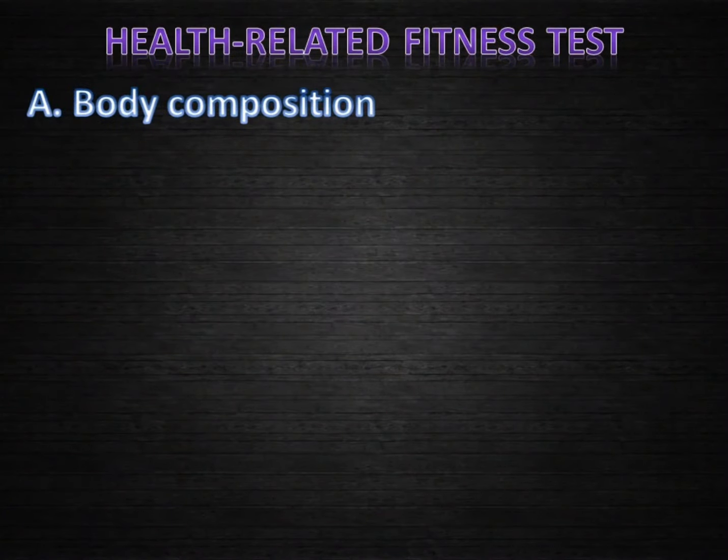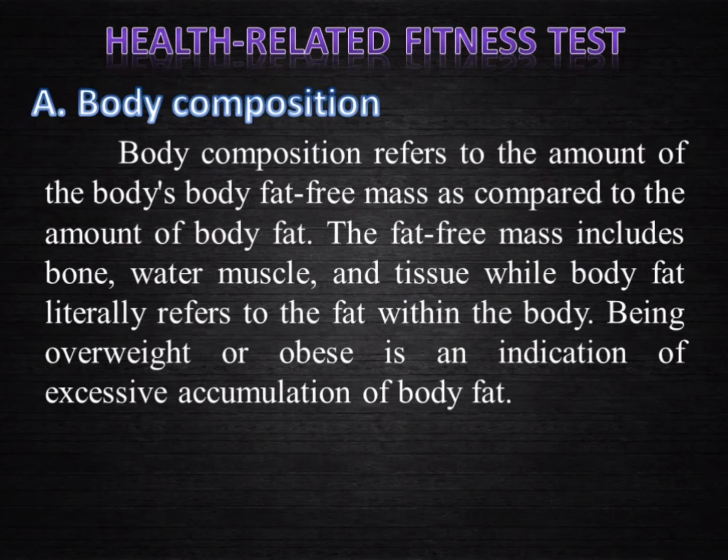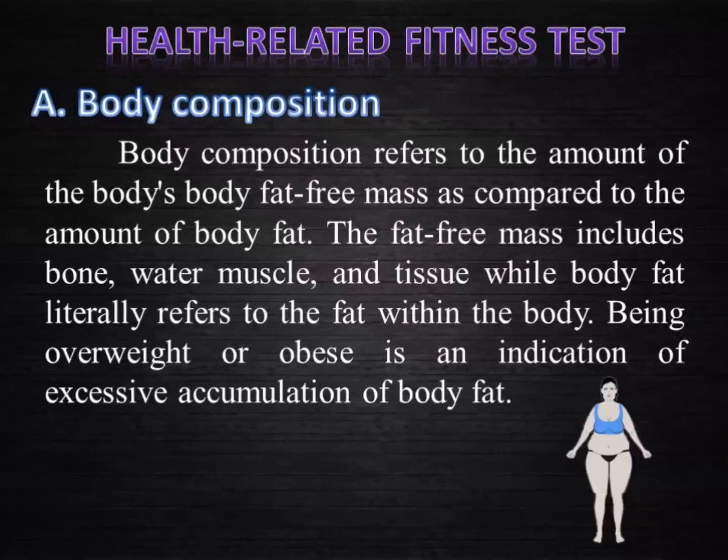Body composition. Body composition refers to the amount of the body's fat-free mass as compared to the amount of body fat. The fat-free mass includes bone, water, muscle, and tissue, while body fat literally refers to the fat within the body. Being overweight or obese is an indication of excessive accumulation of body fat.